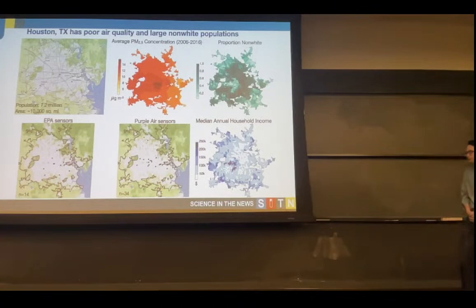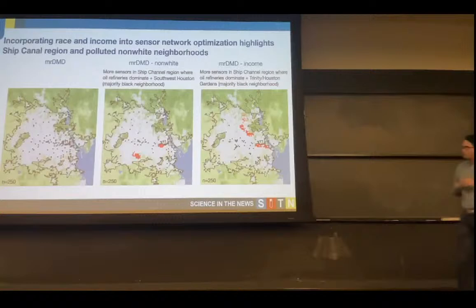having 7 million people for only 14 sensors here. And what the results look like here is that for the air pollution data alone, the MRDMD on the far left, you see sensors throughout the domain, but really the highest concentration density is downtown. Makes sense, that's where the average concentration is highest.